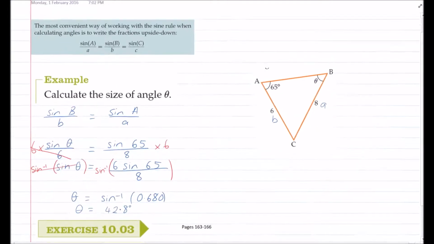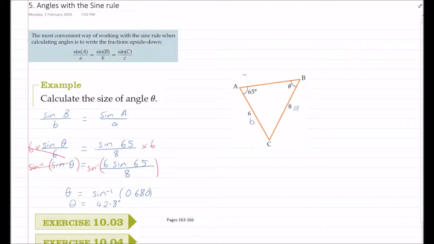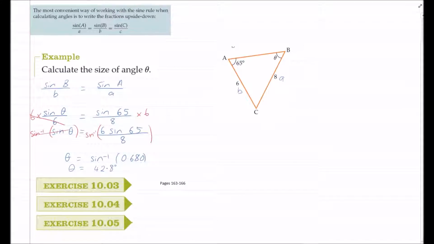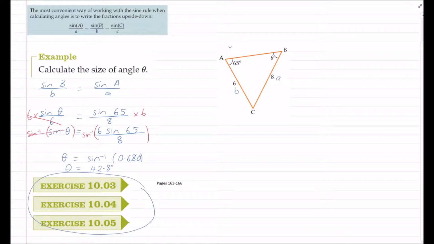But once again, it's a case of simply substituting into a formula to get a result. And you have 3 exercises to work through there on pages 163 to 166.